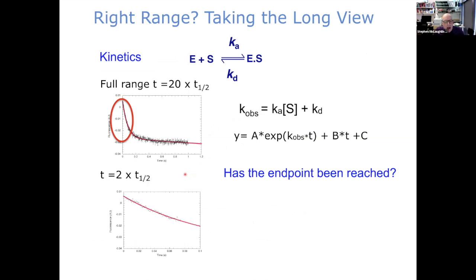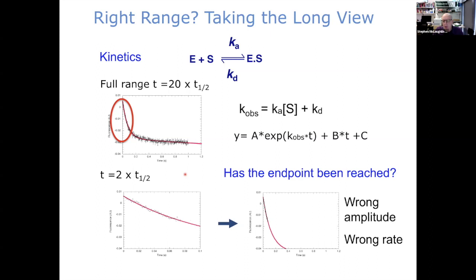So the danger in that is that, well, you can fit a curve, but you might just end up with the completely wrong amplitude and the wrong rate. So the rule of thumb there would be, if you want to get to the point where you've reached the baseline, then you need to go from 10 to 20 times the half time.